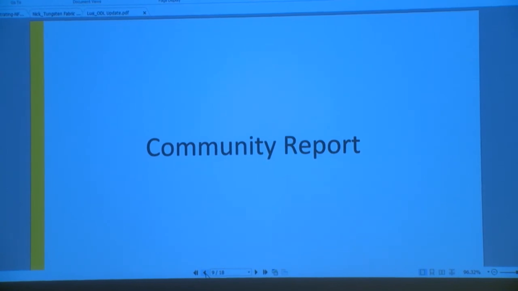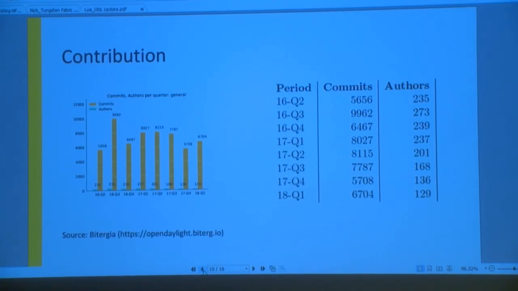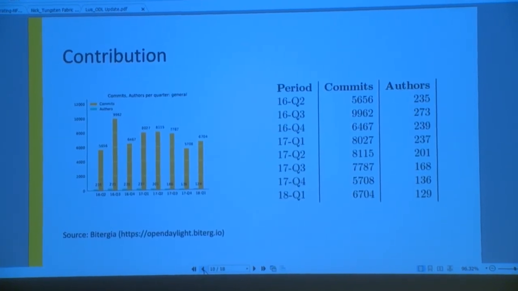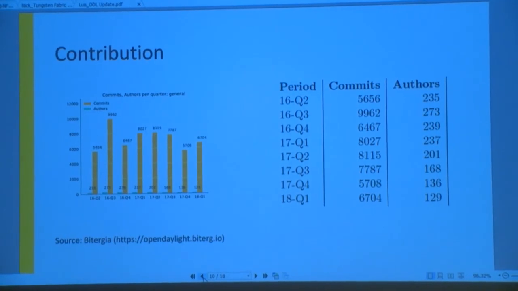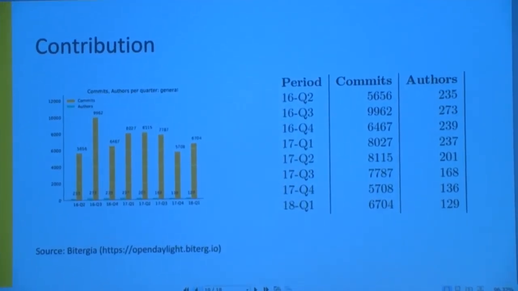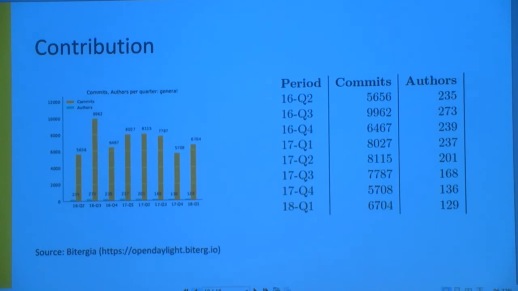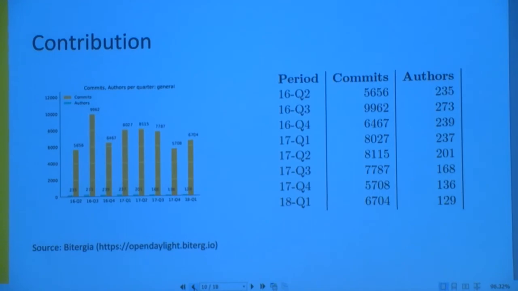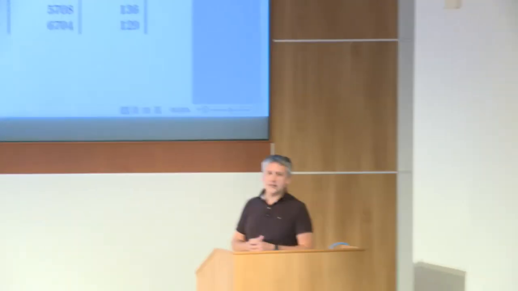Now I'm going to show a community report. This is based on some data that, for instance, shows different periods of time. You can see some statistics there. This is from Bitergia. We use Bitergia as an external application company that connects to our Gerrit system, the patch system and everything, and pulls all these statistics. So you can see in different periods of time the number of commits, how many patches you put in the system, and how many authors, no?